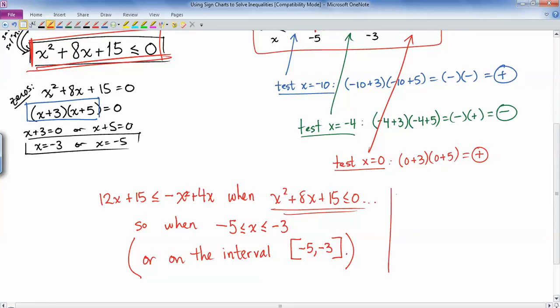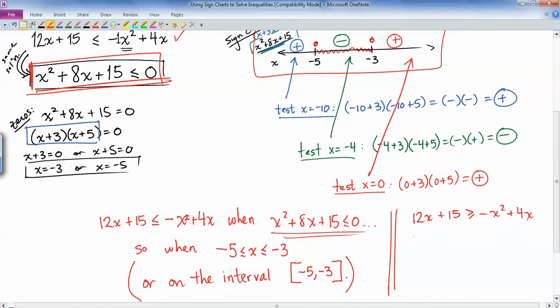If instead I said, when is 12x plus 15 greater than or equal to negative x squared plus 4x, then I would have ended up with this, when x squared plus 8x plus 15 is greater than or equal to 0. And that happens when x is less than or equal to negative 5, or when x is greater than or equal to negative 3, right? Because that's where the positive parts are, up here. And the zeros, because in that case, I'm including the zeros.